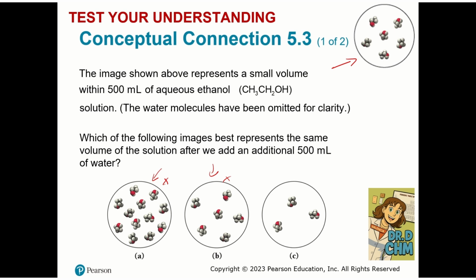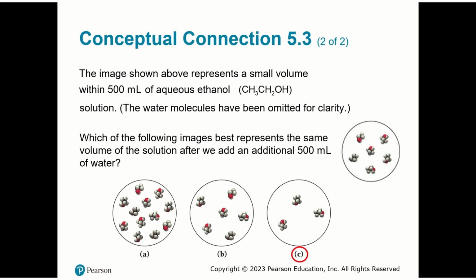So here it is showing just a piece of the molecules. However, the molecules are separate from each other, and this is what you're going to see in this image, because the image with fewer ethanol molecules in the same volume is the most diluted one. So this is why the answer is C.